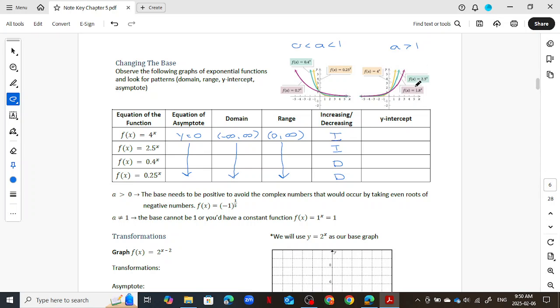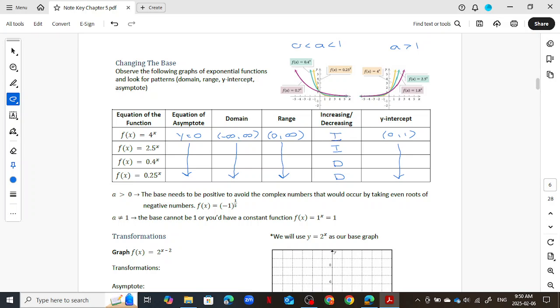Why? Because the a value is greater than 1. And then what about the y-intercept for all these graphs? Well, hopefully you can see that these all have a y-intercept at (0, 1). So the moral of the story here is that it doesn't matter what your base is. Your asymptote, domain, range, and y-intercept won't change. The only thing that'll change is that if your a value is greater than 1, you'll have an increasing graph. And if your a value is between 0 and 1, you will have a decreasing graph.